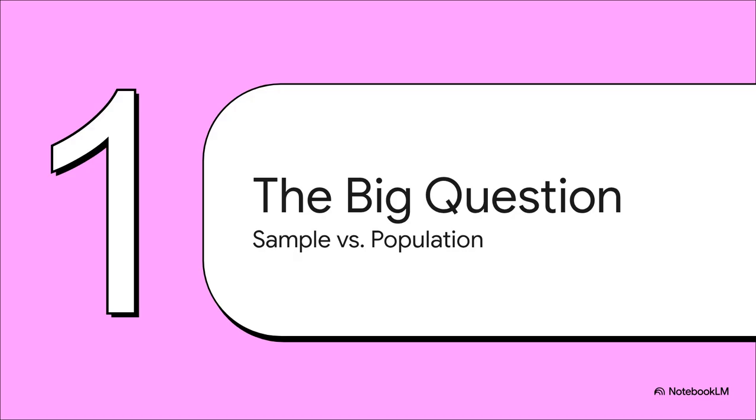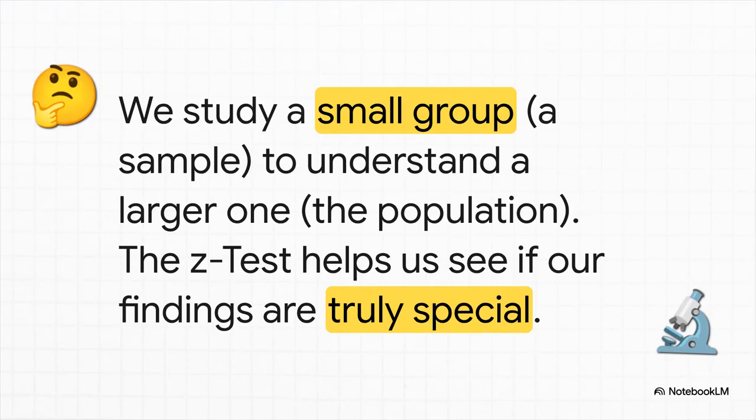So, to answer that big question, we first need to get a handle on the fundamental challenge that all researchers face. Look, the challenge is pretty straightforward. We can't study everyone. We have to work with a small sample to try and understand the whole population. And the z-test, that's our tool for deciding if what we found in our sample is a genuine discovery or if it's just a random fluke.